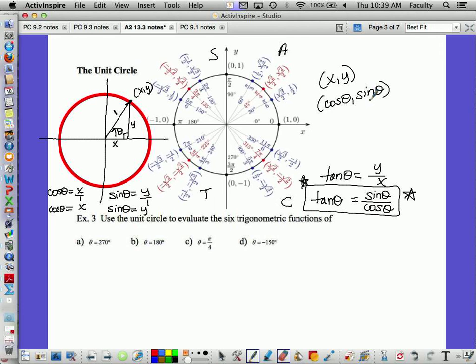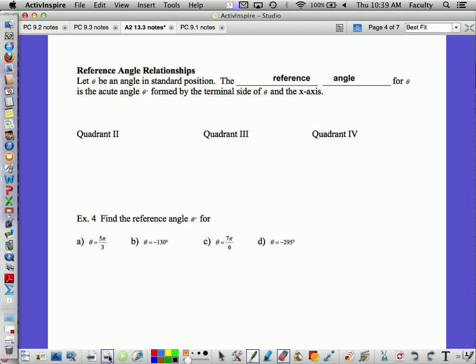All right. We're actually going to skip example 3 for a moment. We're going to come back to it. Don't cross it out, okay? We're going to do it, but we're going to come back to it after example 4.